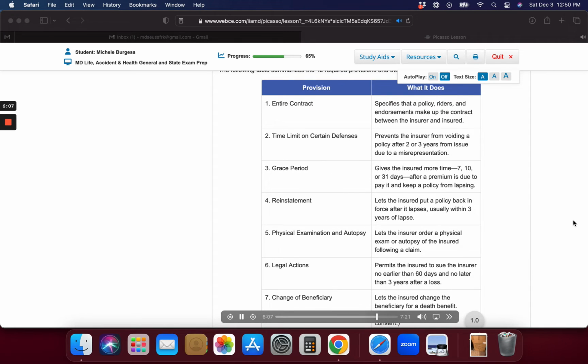The following table summarizes the 12 required provisions and the purpose of each. Please pause the audio and review the table.